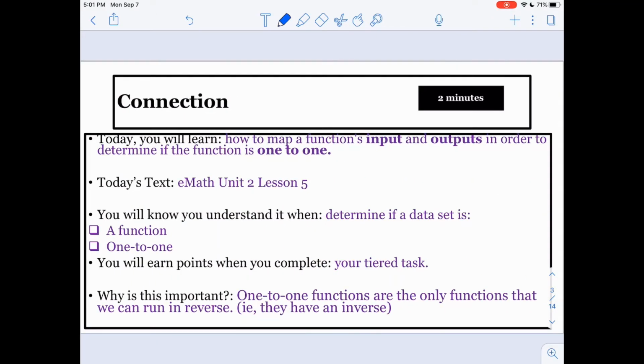Today we're going to learn how to map a function's inputs and outputs in order to determine if the function is one-to-one. You will know you understand it when you can determine if a data set is a function and if it's a one-to-one function.